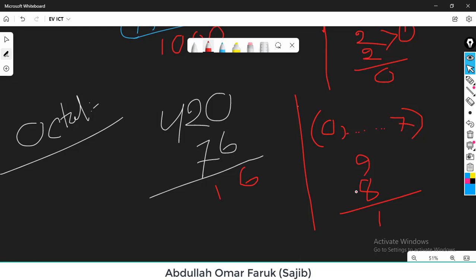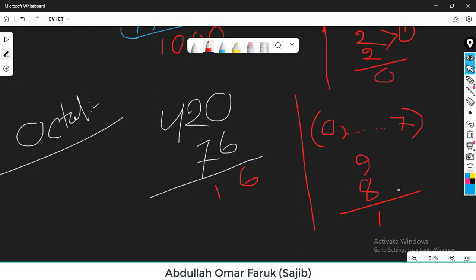Because 9 is not present in octal number system, that's why we have to subtract. Actually, I got the result 7 plus 2 equal to 9. So we have to subtract the base. We subtract 8 from 9 because 8 is the base of the octal number system. Okay. So as I subtracted it for once, I got the result 1.